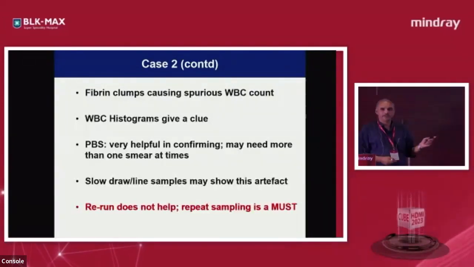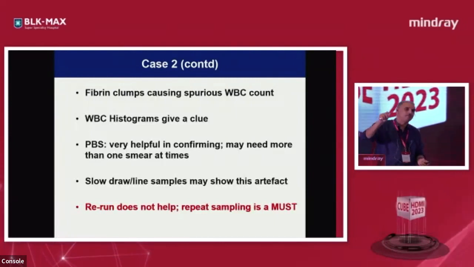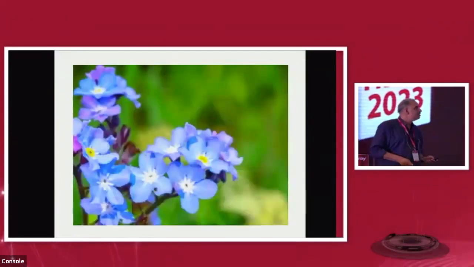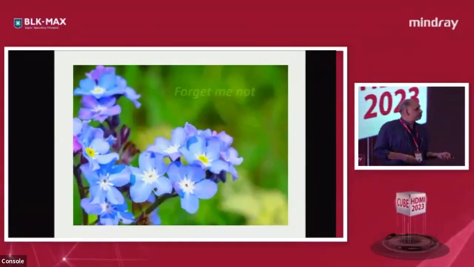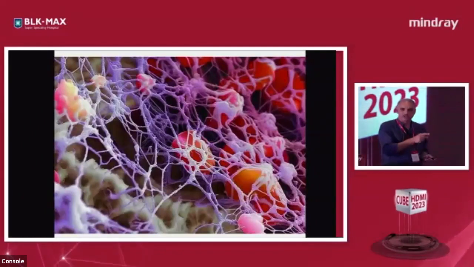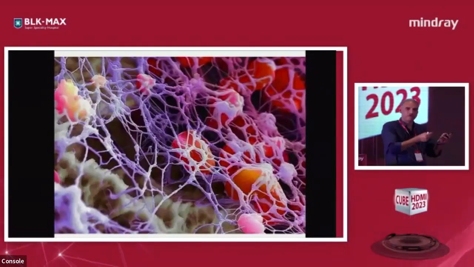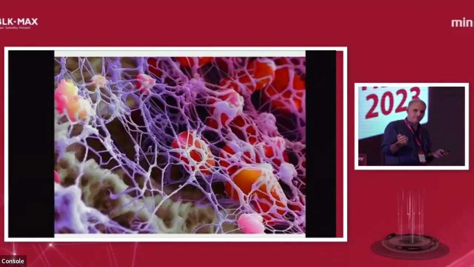And slow draw samples or line samples may show this artifact. A rerun will not help. A rerun will give you the same thing on the sample or from the line, so it has to be a poked sample from a vein preferably. Now, these are forget-me-not flowers, so if you think there is fibrin formed, please don't forget about the platelet count, because that must be some evidence of, if it is not a line sample, maybe a slow draw, so check the platelet count also on the repeat.